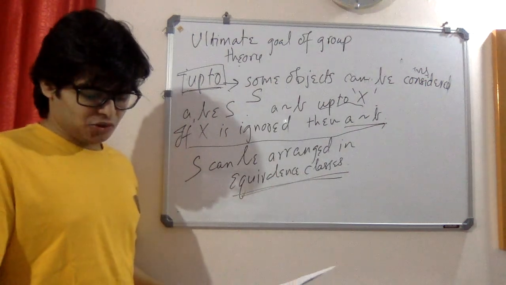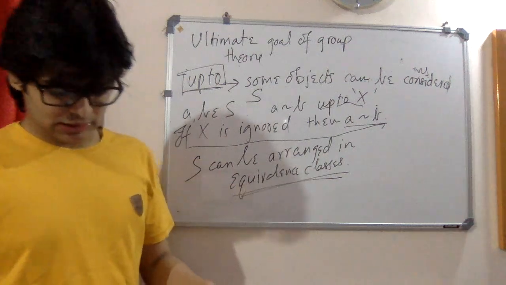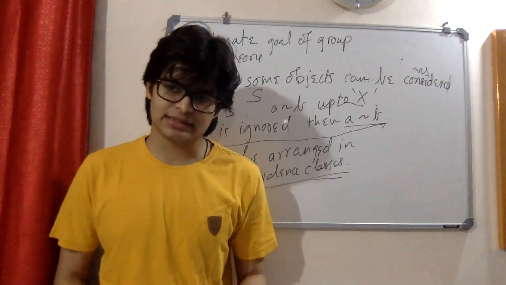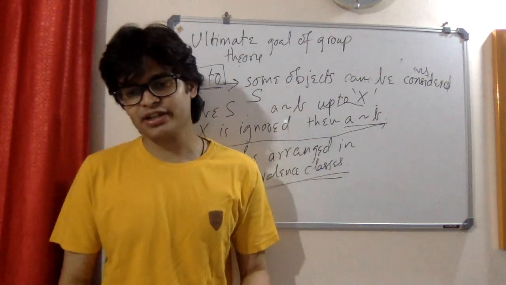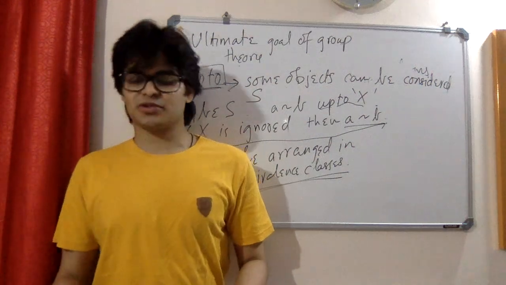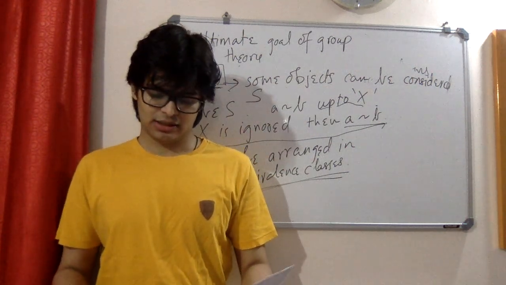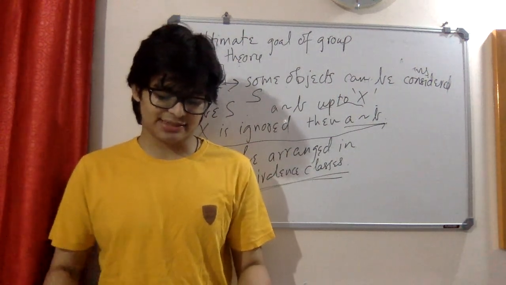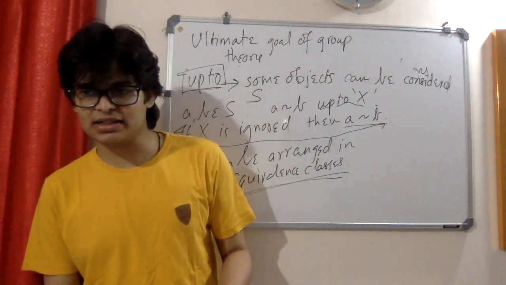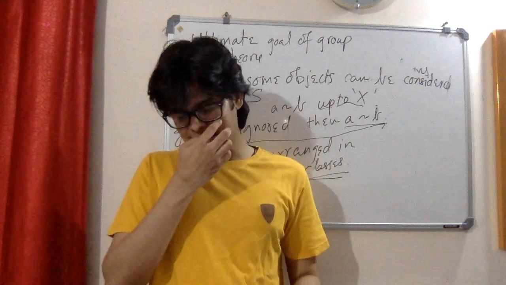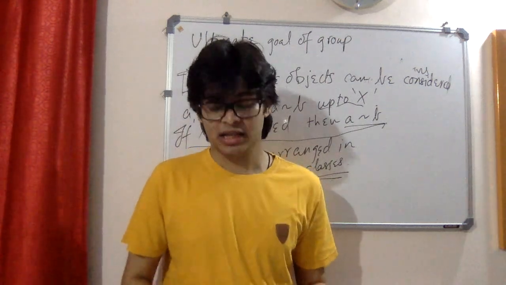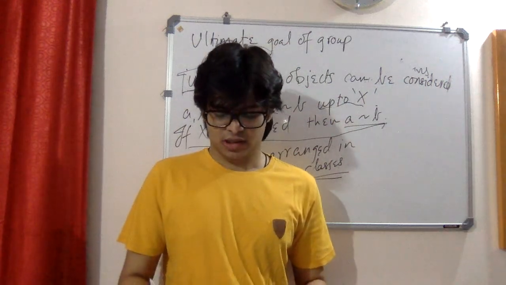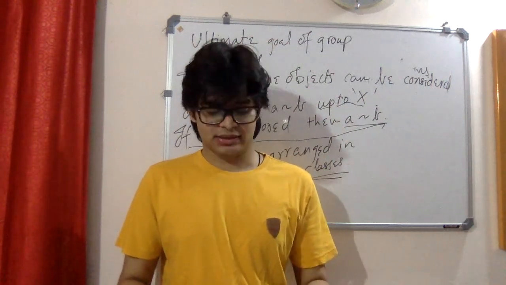Now another goal of group theory, the aim of group theory is to classify all ways groups act as symmetries of something, which is basically known as representation theory, where we classify all ways a group acts as symmetry of something.